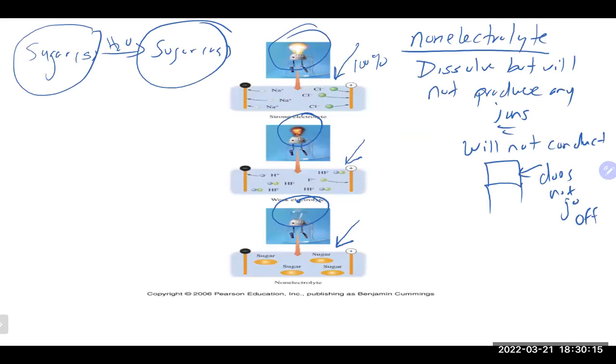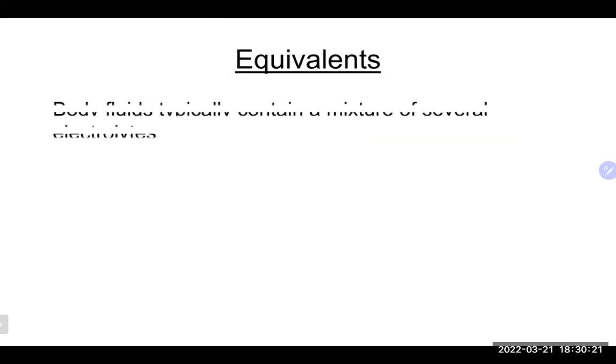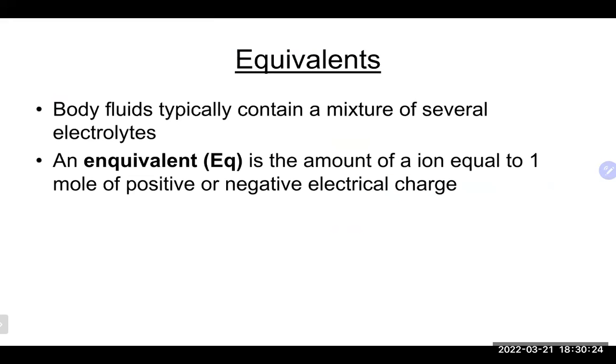Okay, the next thing we're going to talk about are equivalents. So body fluids typically contain a mixture of several electrolytes. An equivalent is the amount of ion that's equal to 1 mole of the positive or negative charge. So a lot of solutions are sometimes given in 2 common units: equivalents per liter and milliequivalents per liter. These are sometimes how a solution of electrolytes is given in terms of its concentration.